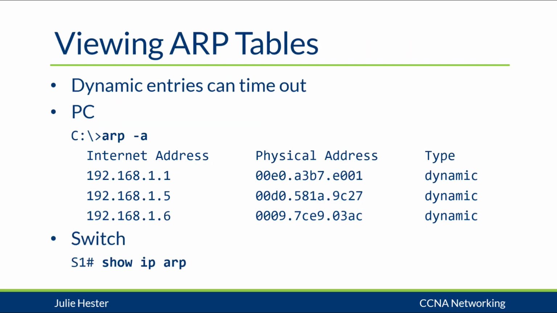We can view the contents of an ARP table on a device. However, dynamic entries can time out and we will only see recent entries. To view the ARP table on a PC, issue command ARP-A. To view the ARP table on a switch, issue command show IP ARP.